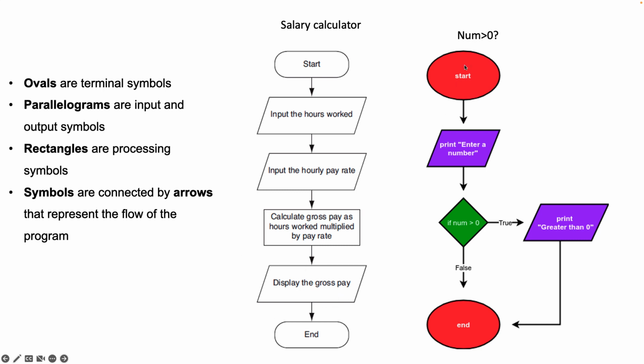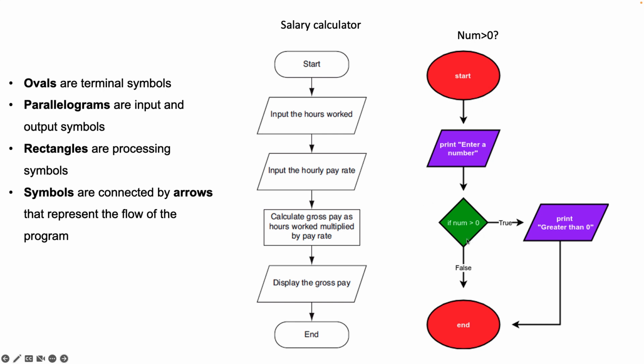Another example: we get a number, so let's say input a number, or we can say print enter a number, and then we want to check if that number is greater or less than 0. If it's more than 0, we can print some data, and if not, we can say that it's not greater than 0. We finish the program. The difference between these two is that it checks for a condition. So anytime we have to check for a condition, we can use a diamond figure.